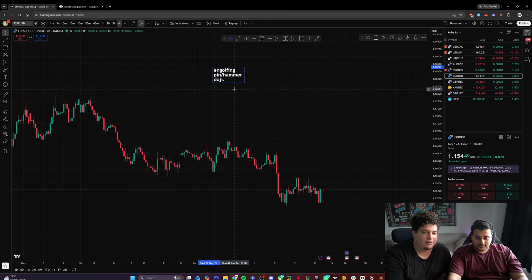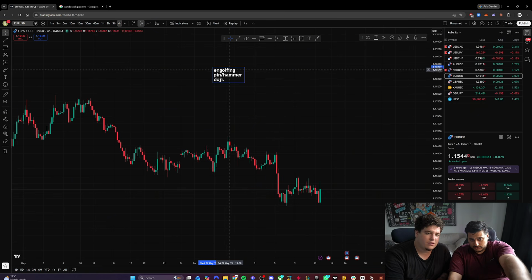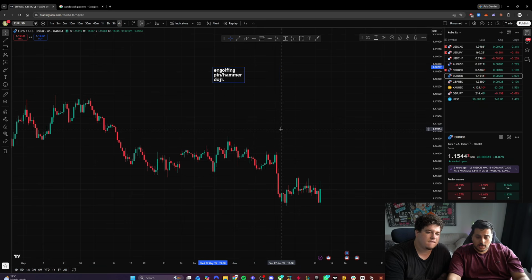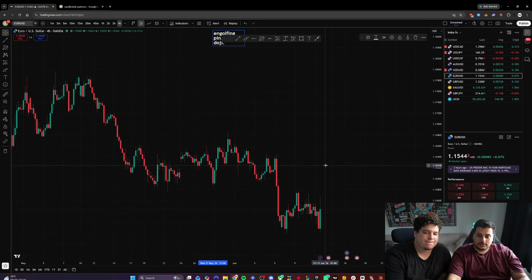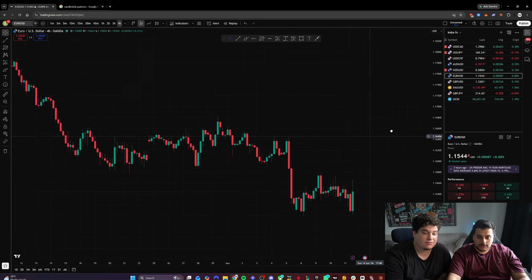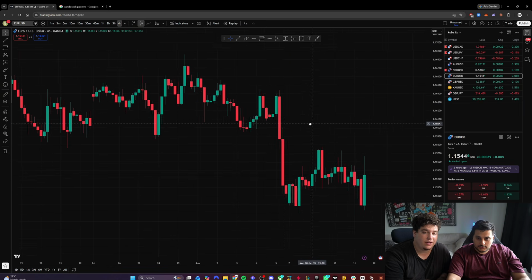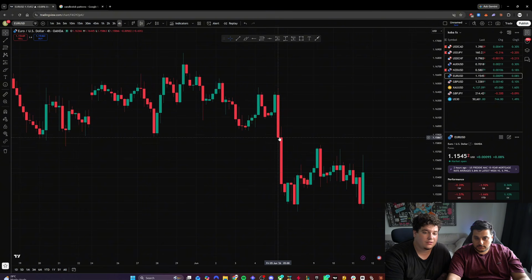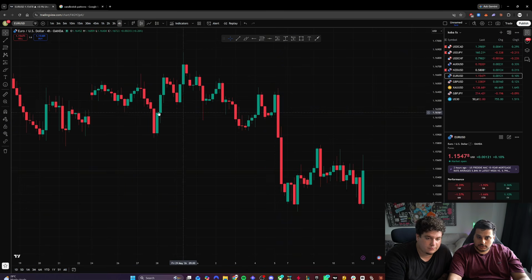So the first one we're going to look at is the engulfing candle. An engulfing candle is when a candle completely engulfs the previous candle of the different color. For example, see this red candle right here? See how this entire green one would fit inside this red body? That's an engulfing candle. So there's a lot more sellers than there are buyers in this section. Make sense?